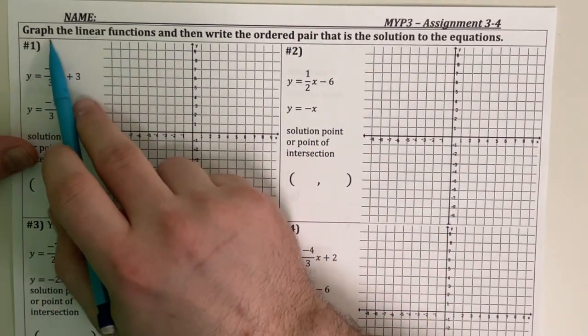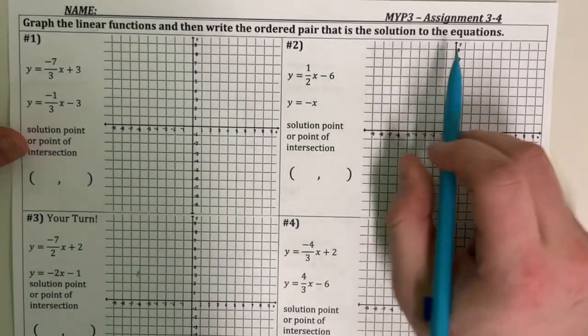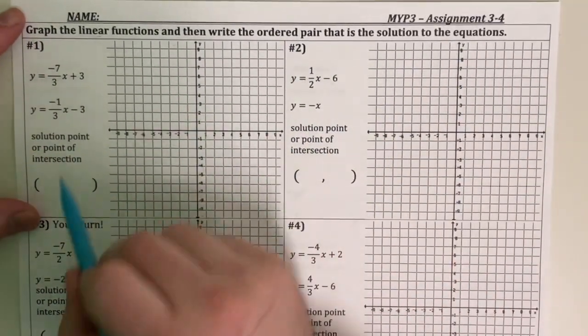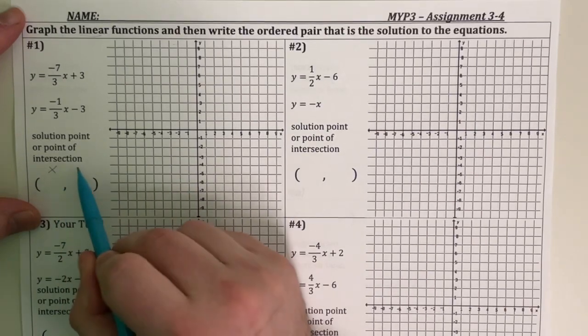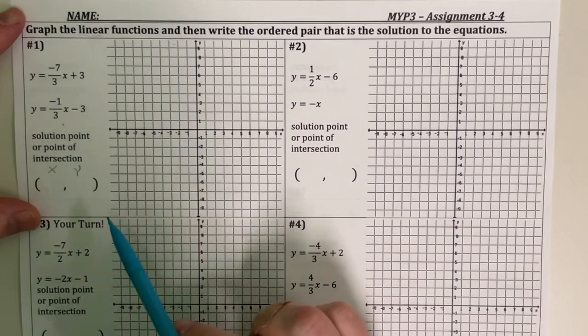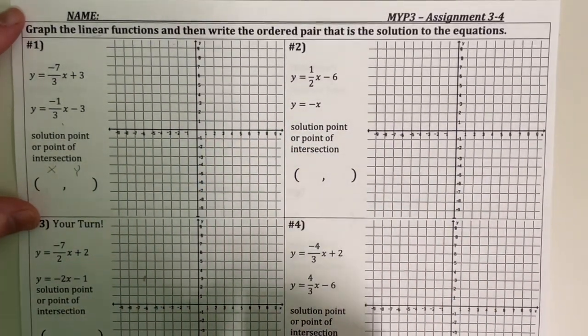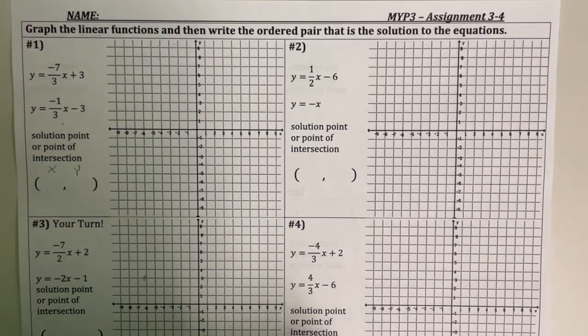Let's do this. It says graph the linear functions and then write the ordered pair that is the solution to the equations. And so I'm going to have an x and a y value that works for both of these equations, and I can see it visually on the graph. And so some reminders on how to graph these functions.